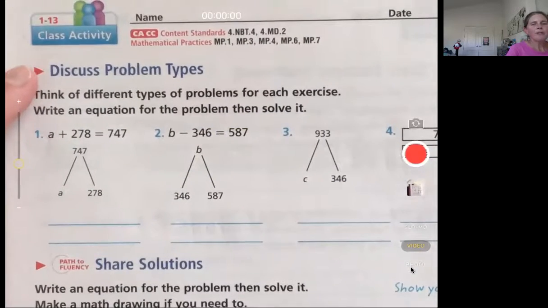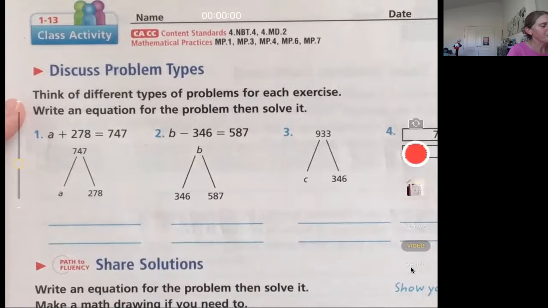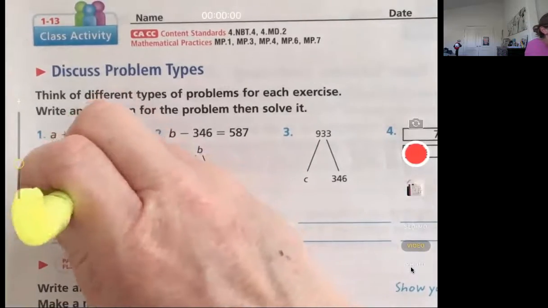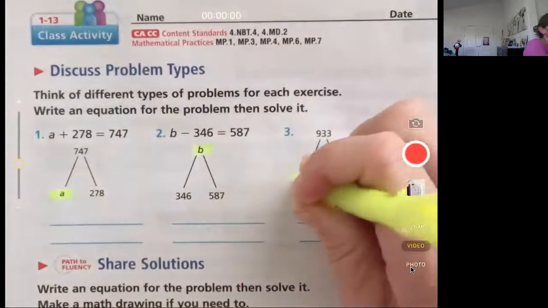If I'm looking up here, discuss problem types, I want you to just think of different types of problems for each of these exercises. Write an equation for the problem, and then you're going to solve it. So that's what these lines are for. These are for you to decide what equation works best to solve for that variable. Remember, the variable is the unknown number. So the first thing I'm going to do is highlight the variable.